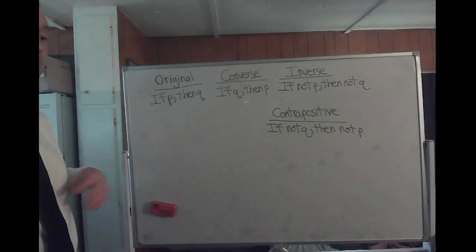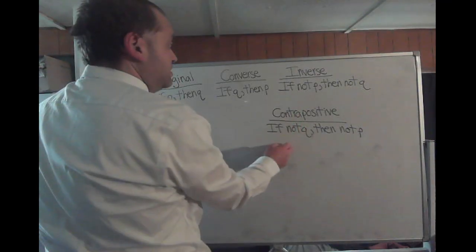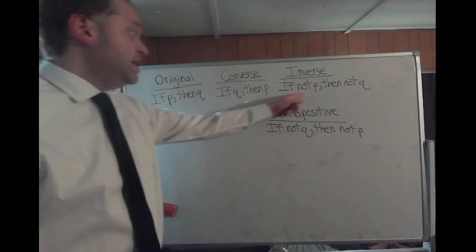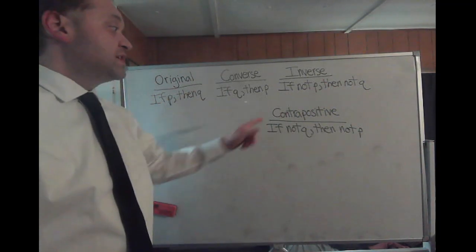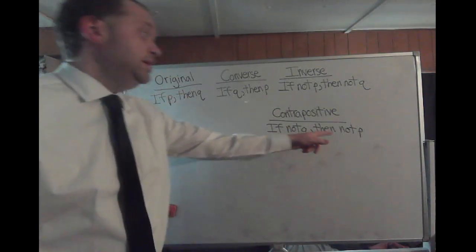But there are two types of statements to the original we have not yet talked about. They are statements of negation. One called the inverse. The inverse states if not P, then not Q. And then you have the contrapositive, which states if not Q, then not P.